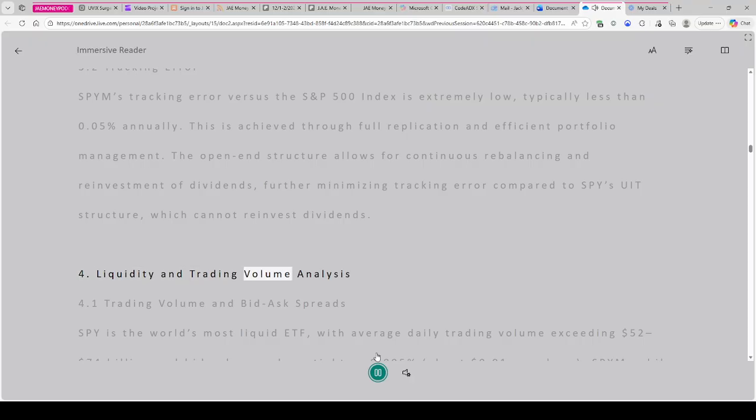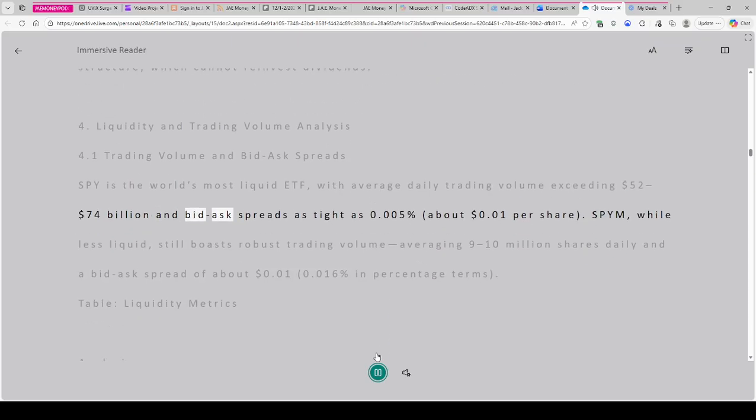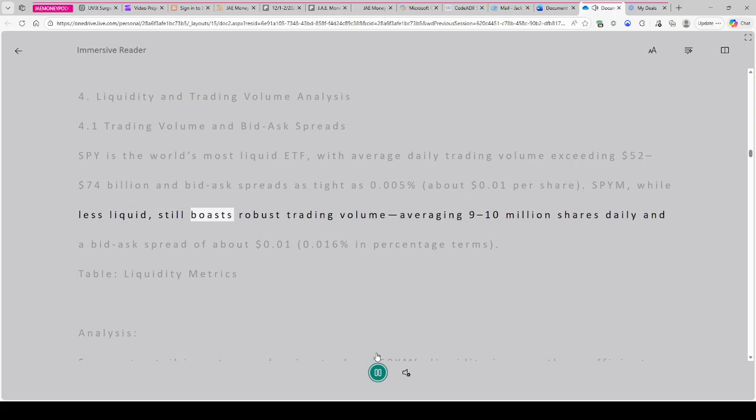4. Liquidity and trading volume analysis. 4.1 Trading volume and bid-ask spreads. SPY is the world's most liquid ETF, with average daily trading volume exceeding $52 to $74 billion and bid-ask spreads as tight as 0.005%, about 1 cent per share. SPYM, while less liquid, still boasts robust trading volume averaging 9 to 10 million shares daily and a bid-ask spread of about 1 cent, 0.016% in percentage terms.